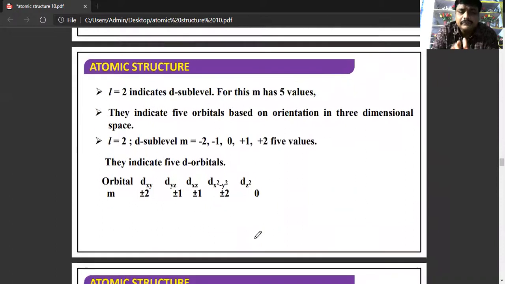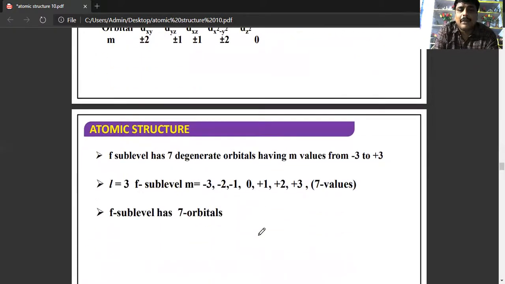If L is equal to 2, that indicates the d sublevel. It has 5 values, so they indicate 5 orbitals based on their orientation. What are the 5 values? Minus 2, minus 1, 0, plus 1 and plus 2. So dxy is having plus 2, dyz plus 1, dxz plus 1, dx square minus y square is plus 2, and dz square is 0, minus 2.